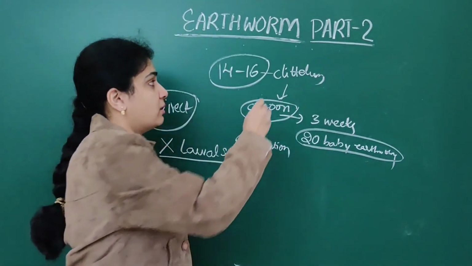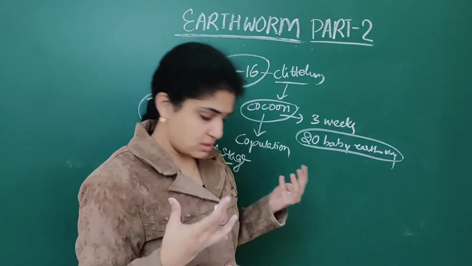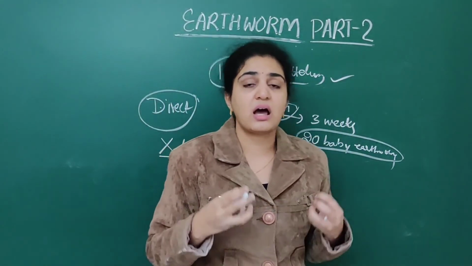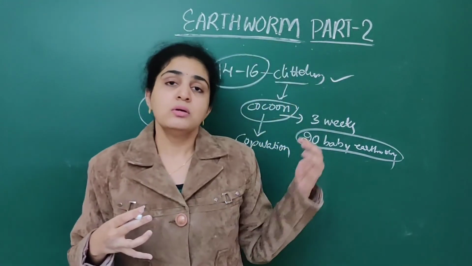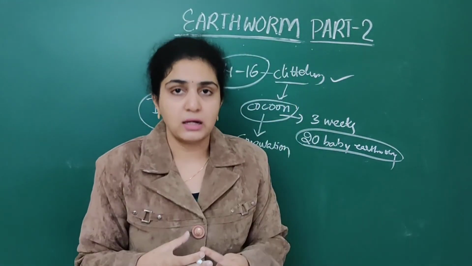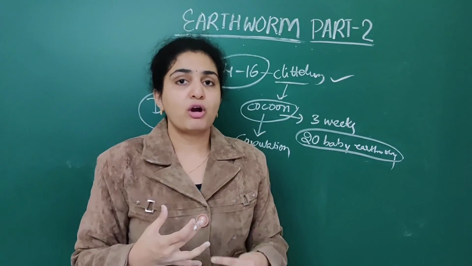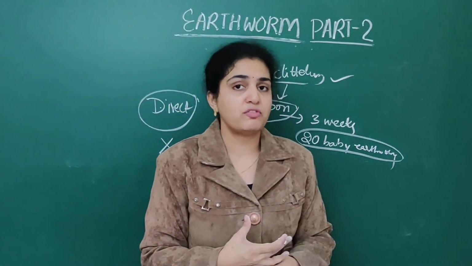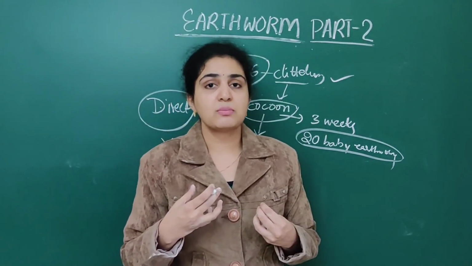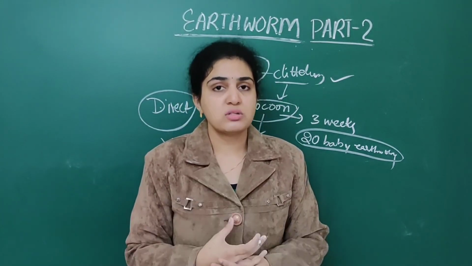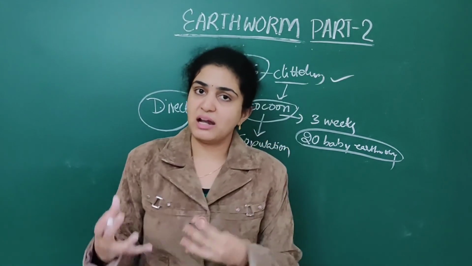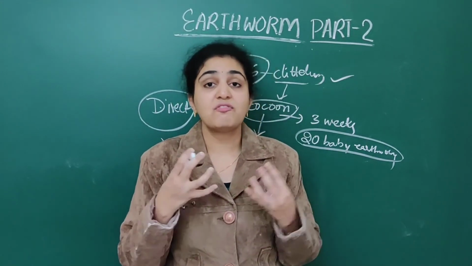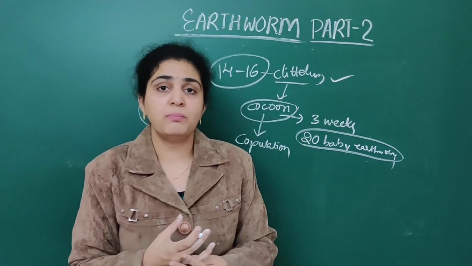It is called the clitellum, that is a dark band of glandular tissue. So this is about the earthworm mainly. So today what we have discussed is, first, the circulatory system of earthworm. Earthworm has a closed type of circulatory system, that is blood vessels, capillaries, heart, everything is present. Blood cells are phagocytic in nature in earthworm.